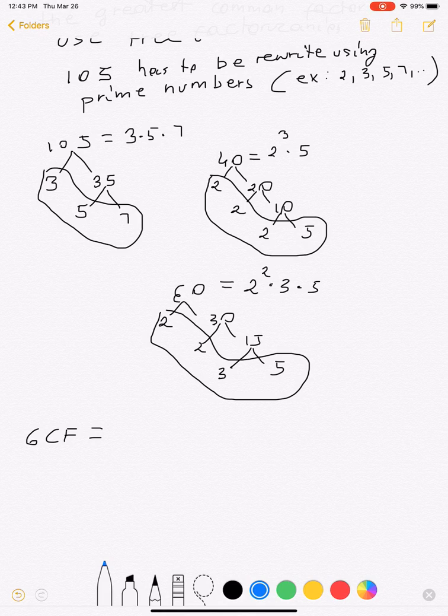105 has 5, 40 has 5, and 60 has 5. Since 5 repeats in each number, we're going to put 5 down. Now, next we're going to select another factor which repeats in each. Again, 105 has 7, 40 does not have 7, 60 does not have 7, so technically we only have a 5. So the greatest common factor is 5.